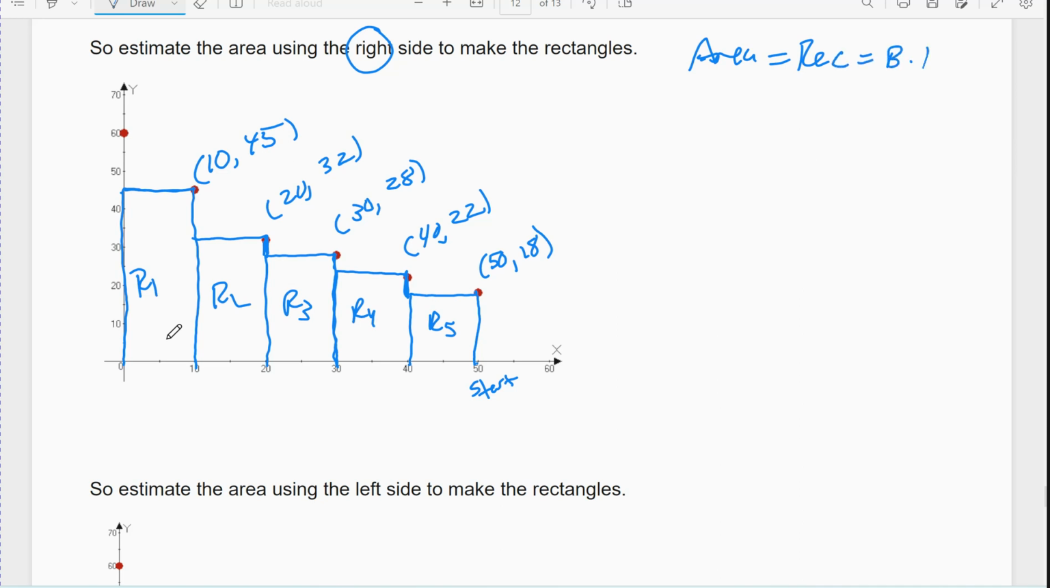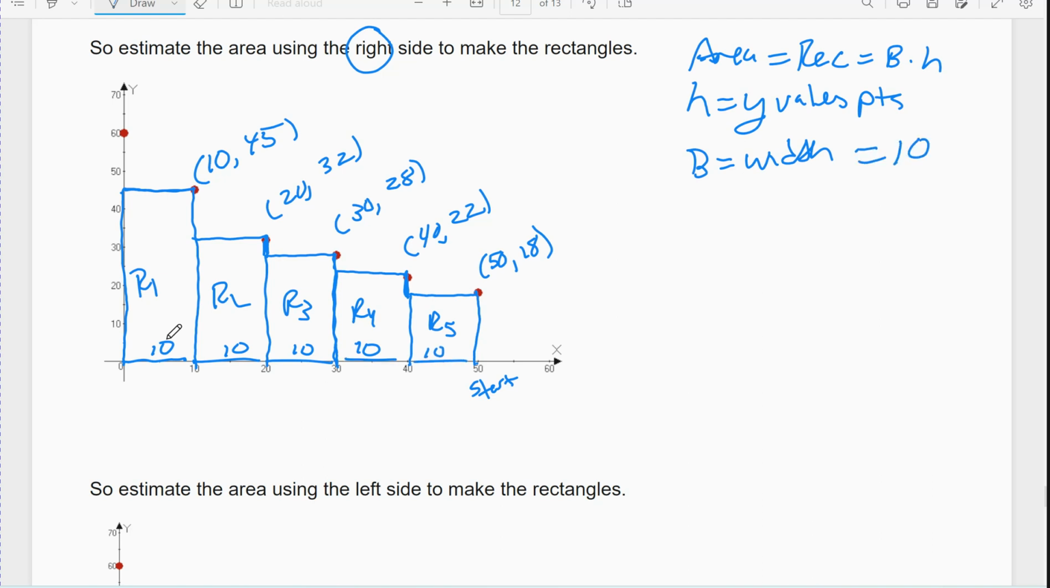So remember, the area of the rectangle is base times height. The height is the Y values in the points that we use. The base is the width, the change in X. Well, you'll notice the width in each one of these is 10 units, right? We go over by 10 units in each one of these. And so the width is 10 units. All right, so each rectangle we multiply by 10. So I'm actually going to do that.